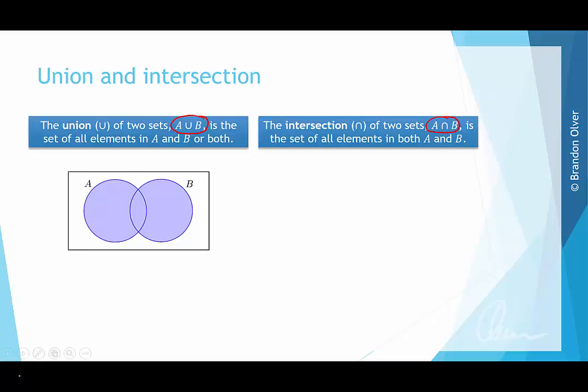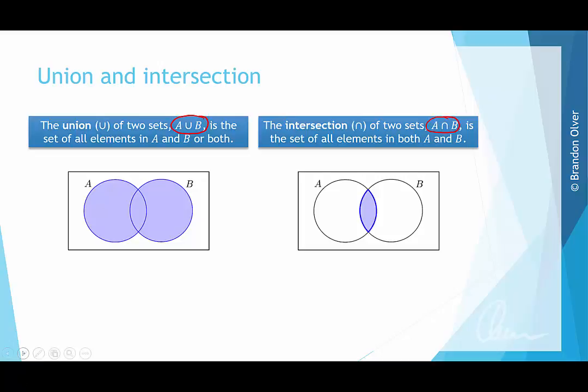So this is different to our union, and that's most clearly seen on a Venn diagram, where we can see that the intersection is all of these elements that would be in set A and set B, but they can't be in one and not the other. They have to be in both to be part of the intersection. So it's that overlap here of the Venn diagram.